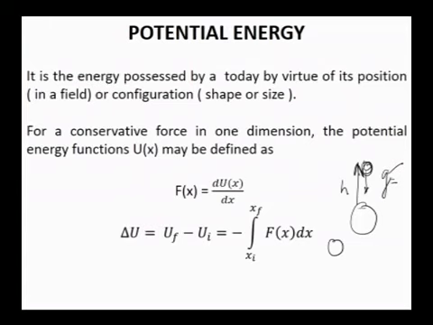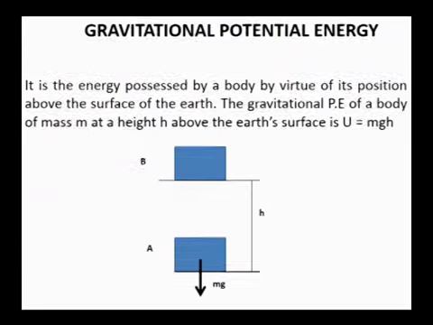For a conservative force in one dimension, the potential energy function, we write this force as minus du by dx. So final potential energy minus initial potential energy is the change in energy. This change in energy is force into distance.